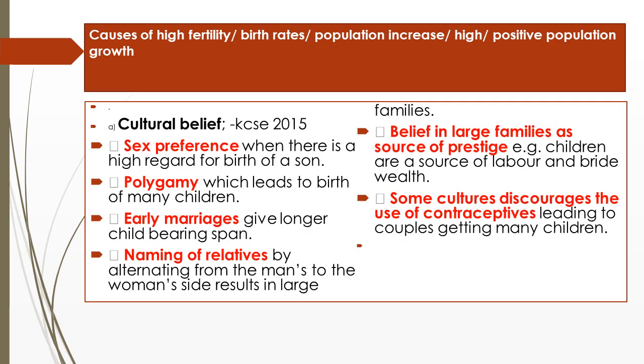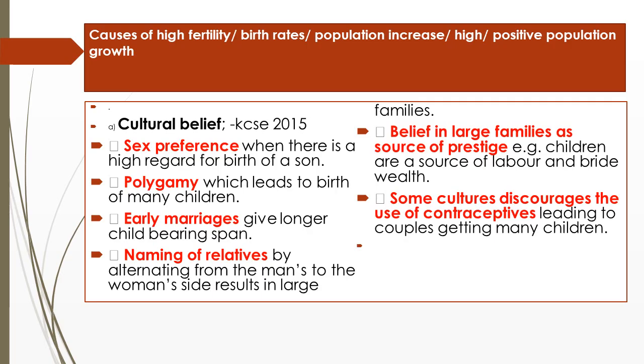We also have communities that name relatives and they alternate from the man side to the woman side. And so in an effort to name all your relatives, you end up having so many children. There are also those communities that also believe in large families as a source of prestige. You have so many children, kuna watoto wengi sana, and so as a result of that, it becomes a source of prestige. And especially where you have so many young children, so many girls, they become a source of bride wealth. So that belief in large families will end up causing high population growth.